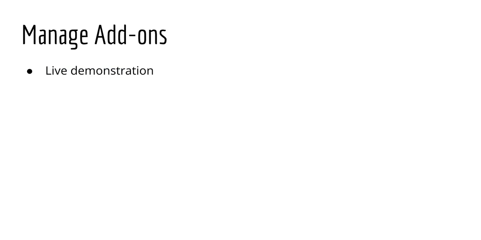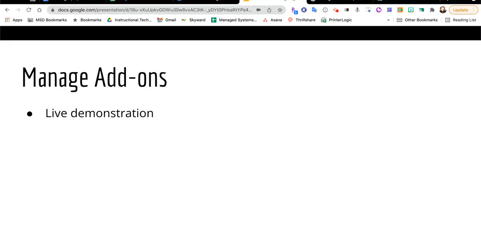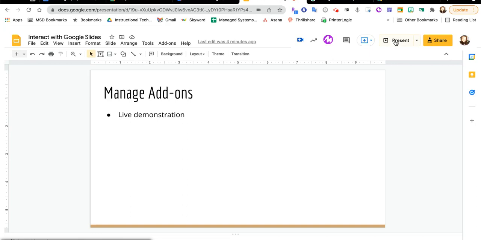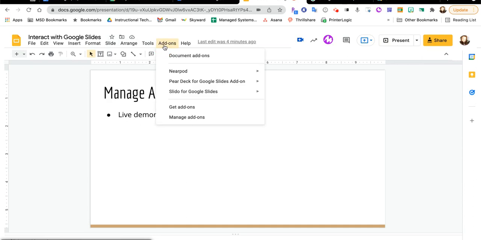And so we're going to talk about manage add-ons. So again, I'm going to exit out of present mode. I'm going to show you where to find your add-ons. They're right up where slide, format, tools are, right next to it is add-ons. As you can see, I have 3 add-ons already added to my Google Slides.